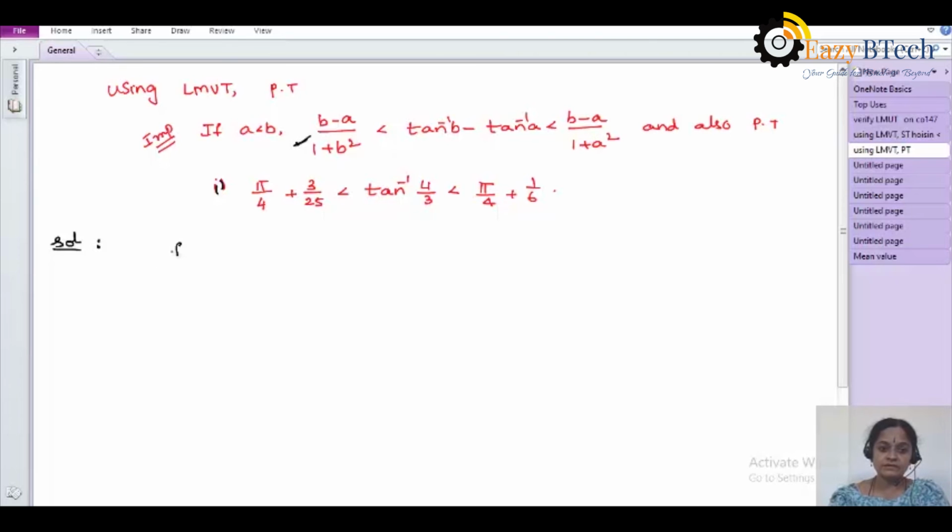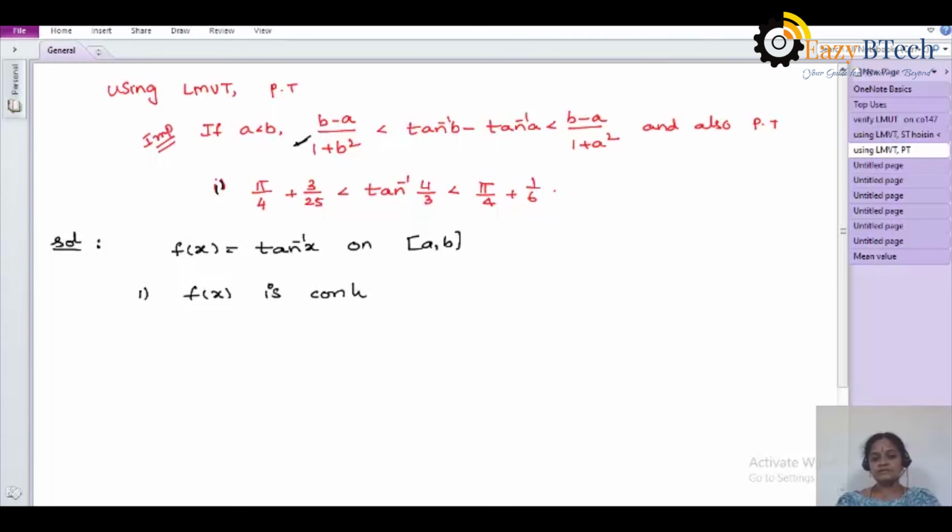So choosing f of x equal to tan inverse x on the interval [a, b]. The first condition is verifying whether it is continuous or not. We know that tan inverse x is continuous on [a, b]. And the second one, derivability: f dash of x is equal to 1 by 1 plus x square on (a, b), satisfying the two conditions.